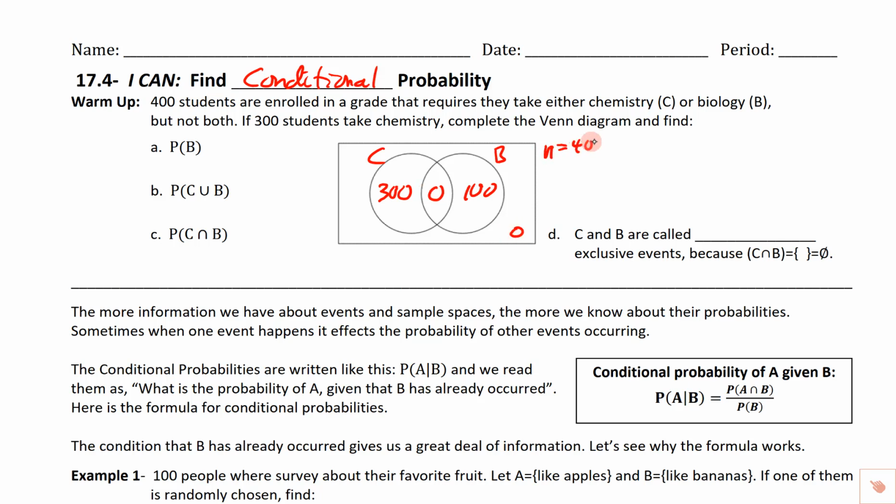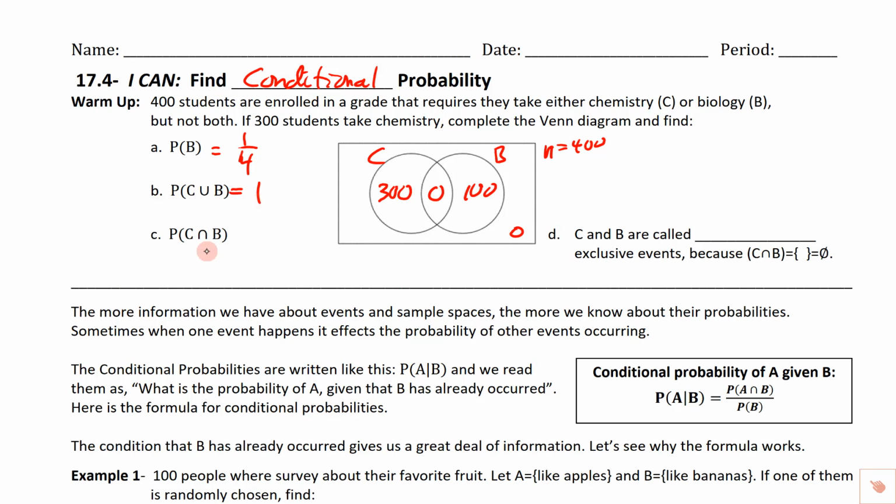So I'm going to put an n equals 400 here. That's going to be our sample space, all 400 of those students. So the probability of biology is 1/4. It's the 100 out of 400. The probability of C union B, so chemistry union biology, that's an or, that's going to be 100%. That's going to be a 1. We're going to do a 1.0.